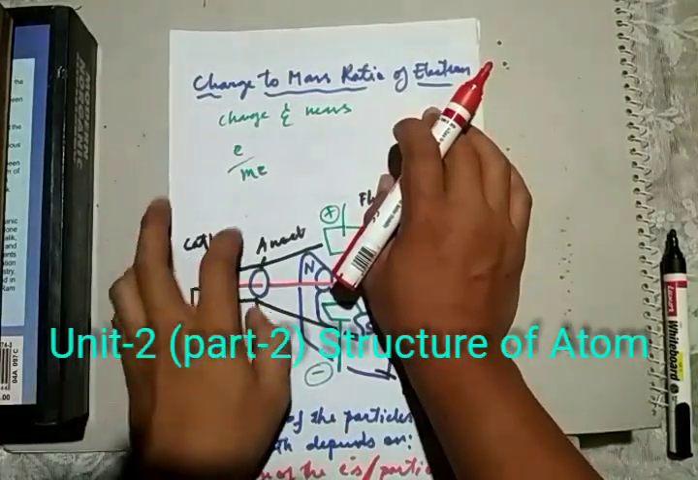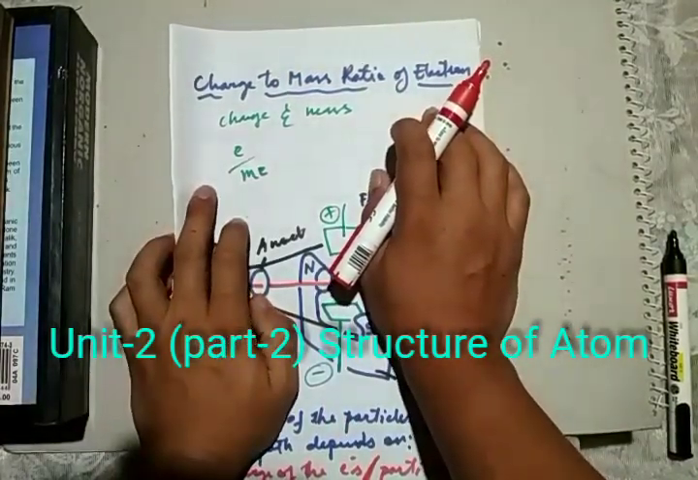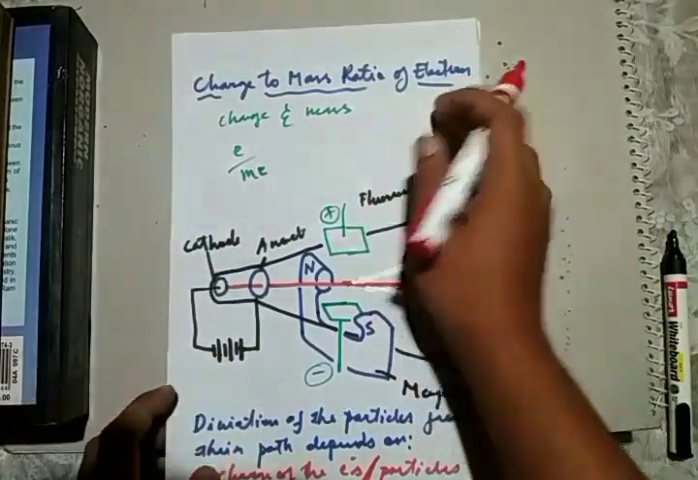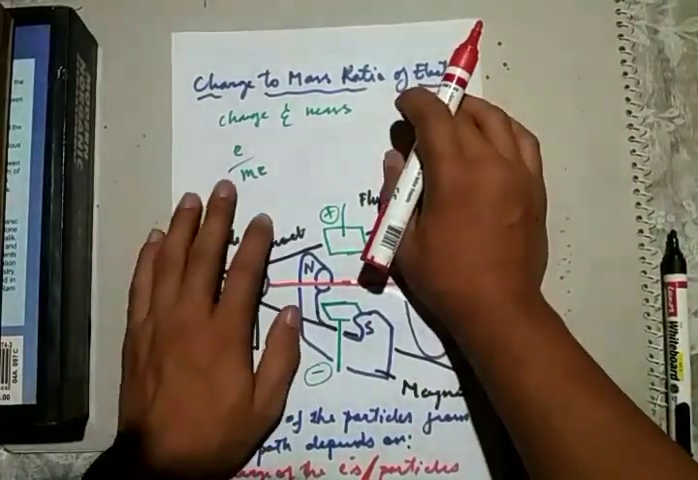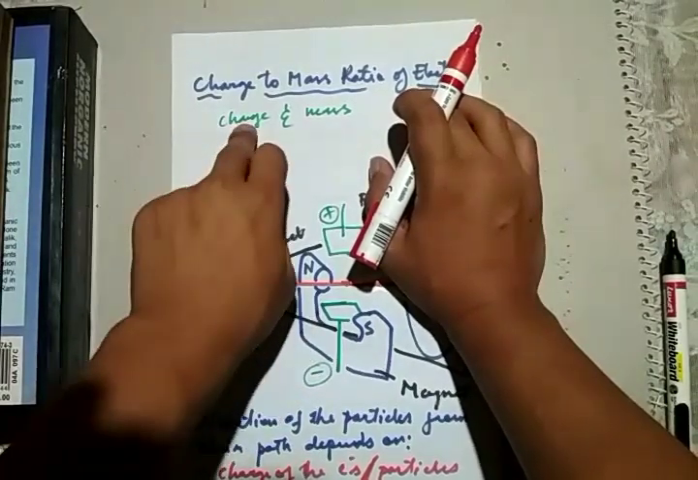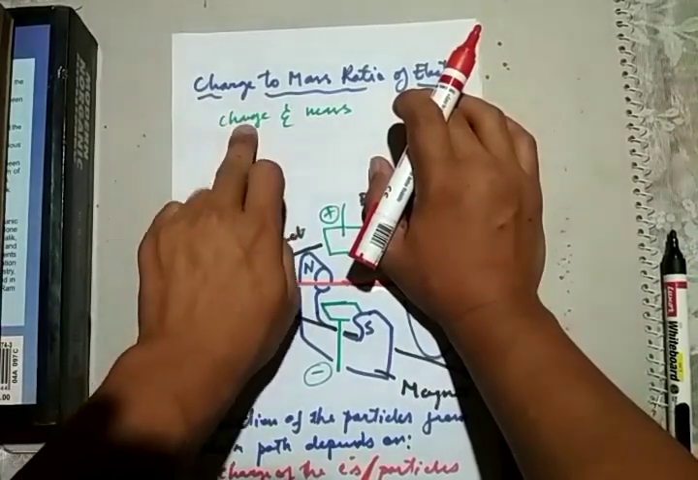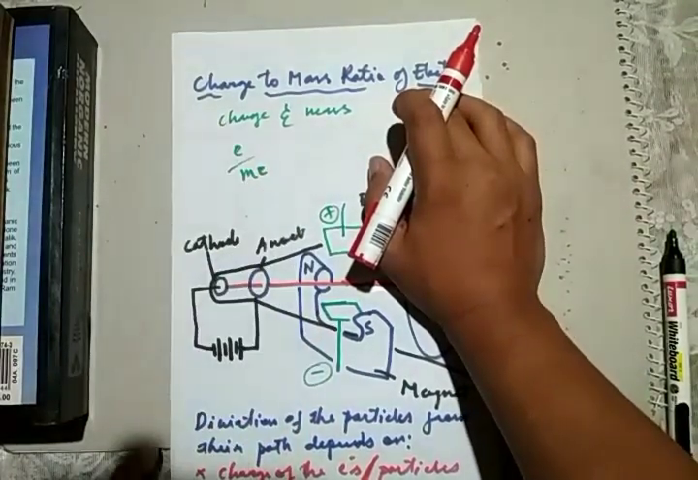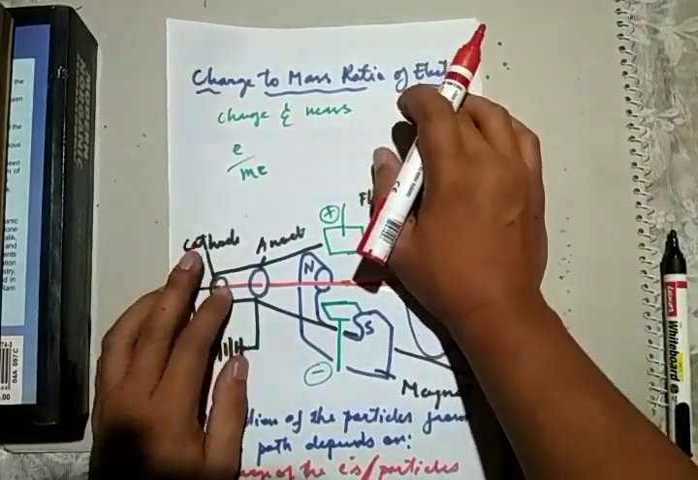Hello everyone. So today's discussion will be on charge to mass ratio of electrons and some experiments done by scientists. In the previous video we have discussed the discovery of electrons. So electron has important properties known as charge and mass. These two are the important properties of electrons.